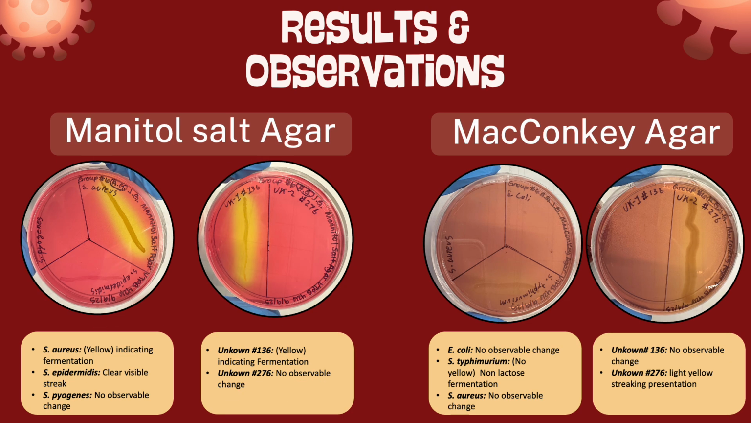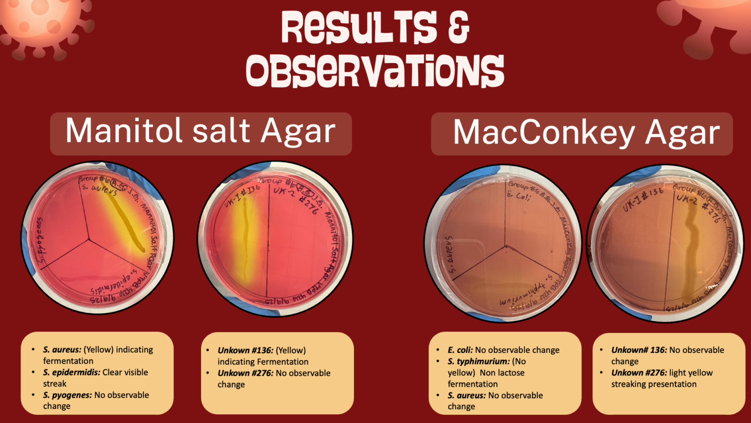For our results and observations with mannitol salt agar, we noticed that on S. aureus there was a yellow pigmentation around our streaking, which indicated the presence of fermentation. As for S. epidermidis, there was no visible streak, and the same for S. pyogenes as well. For unknown 136, there also was a visible yellow outline from our streak, which indicated fermentation as well. And for unknown 276, there was no observable change.